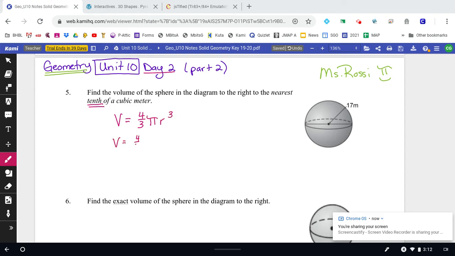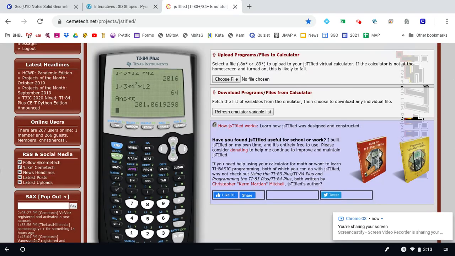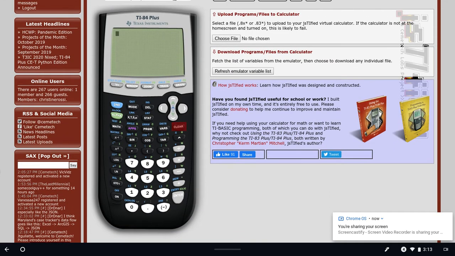All right, so 4/3 pi. Now the radius, all right, so we know that the diameter is 17. So that means our radius is actually only 8.5. So we're going to multiply this by 8.5 cubed. All right, so go to our calculator. So we're going to be multiplying 4/3 times 8.5 to the power of 3.